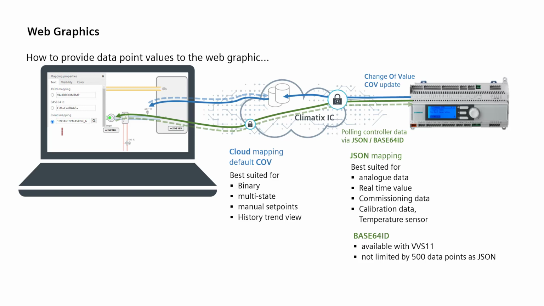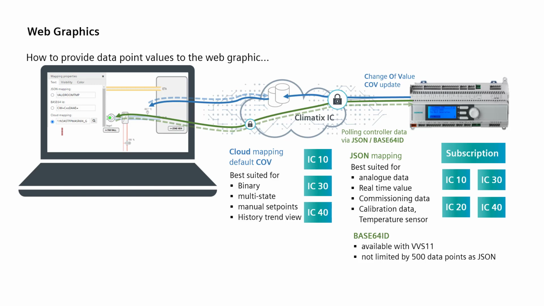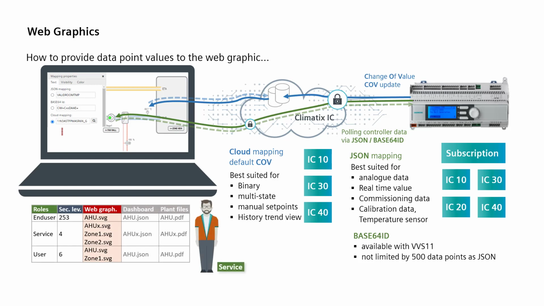Scope offers the possibility to assign the data points to the web graphic elements. Choose the appropriate mechanism depending on the purpose of use. Be aware that an appropriate subscription is required to map data to the Climatics IC. The user sees the graphic files depending on the user access configuration in the application set. Compared to dashboard files, multiple web graphic files can be uploaded to the application set.